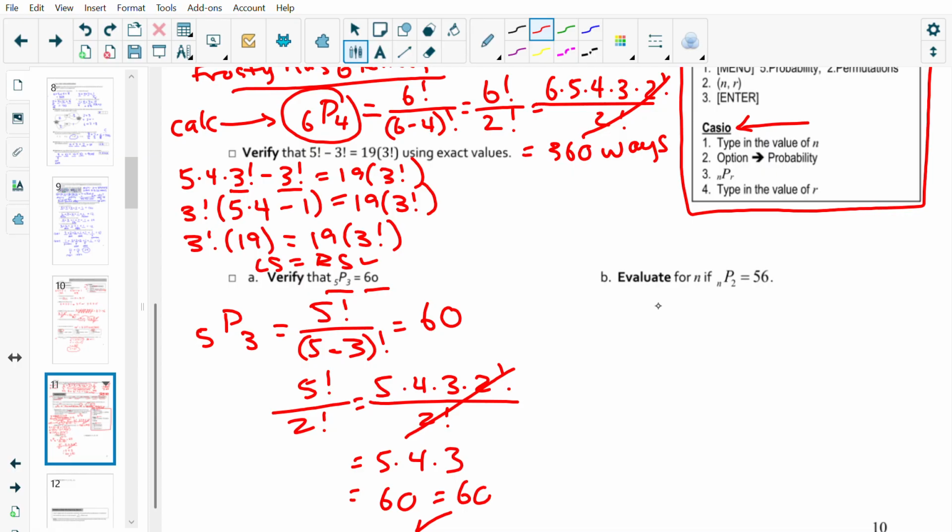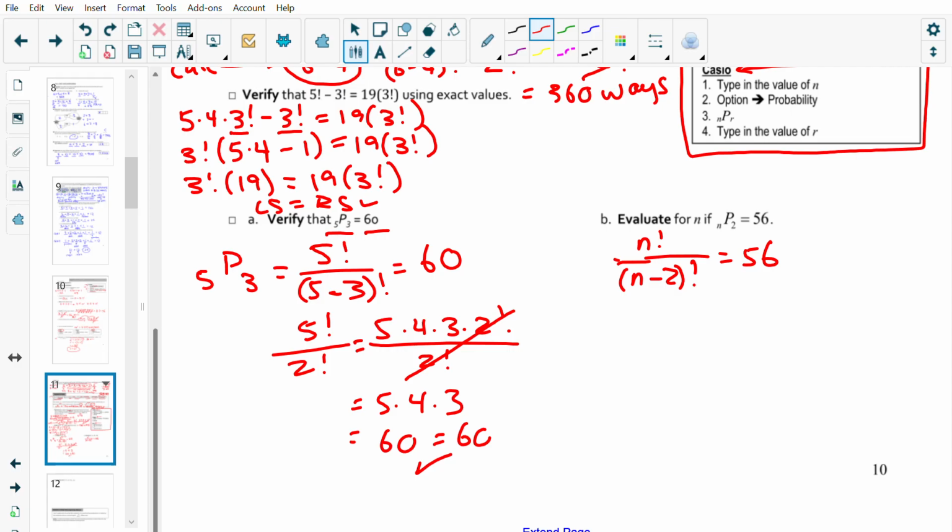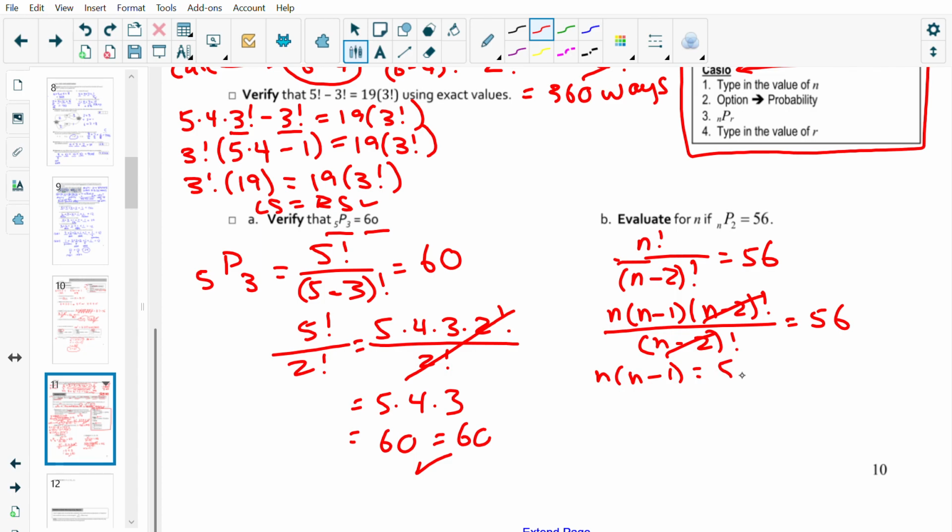Find the value of n for the permutation of n things taken 2 at a time equals 56. So no problem. We have a variable. What do we do here? We have n factorial over n minus 2 factorial equals 56. So we have to see what value of n, right? So we evaluate for n. How do we do this? Think about our factorial notations. n times n minus 1 times n minus 2 factorial over n minus 2 factorial equals 56. Well, we can cancel those to 1. And we just have a nice little quadratic to solve.